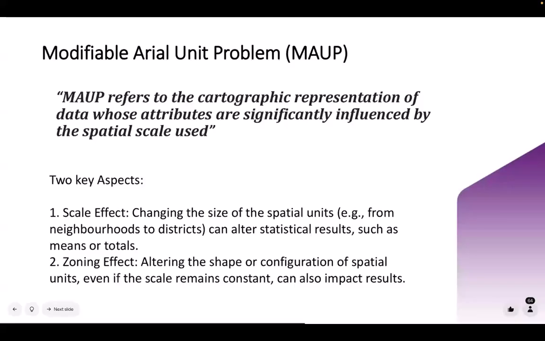The scale effect is simply saying that changing the size of the spatial units, so maybe we start from neighborhoods but we move to districts, can alter the statistical results, such as the means or the totals. So that's the effect of the aggregation, right? And then you have the zoning effect, where altering the shape or the configuration of the spatial units, even if the scale remains constant, can also impact the result.